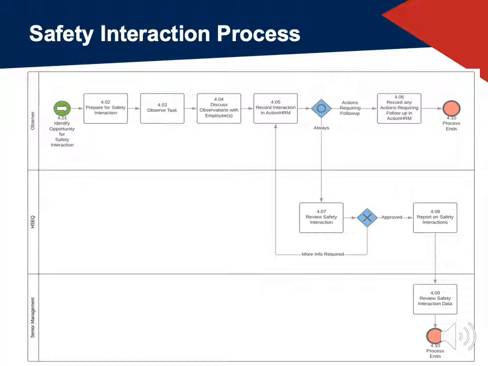Step 7, once the interaction data is captured in Action HRM, the workflow will forward on to myself, the HSEQ lead. As long as the interaction is fully populated, it will be approved and forwarded for entry into the register. Step 8, the HSEQ administrator will populate the interaction register, which will track who performed the interaction and the safe and unsafe acts. This will provide trendable data, which will be reported monthly through to the senior management and also to all the leaders who participate in the safety interaction process.